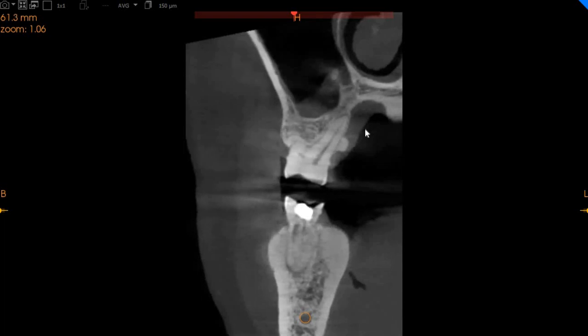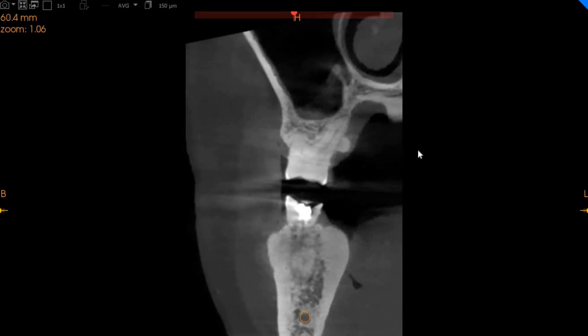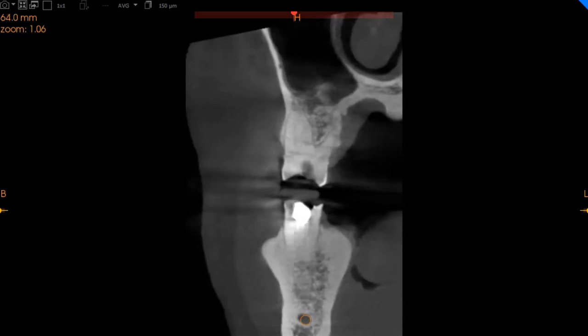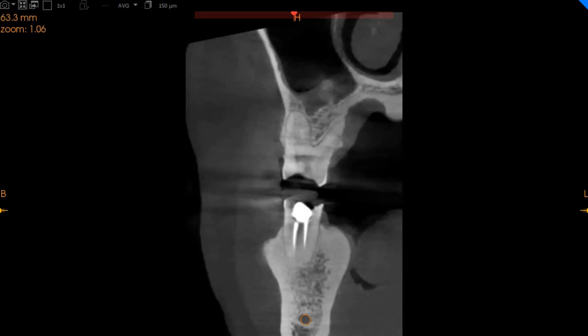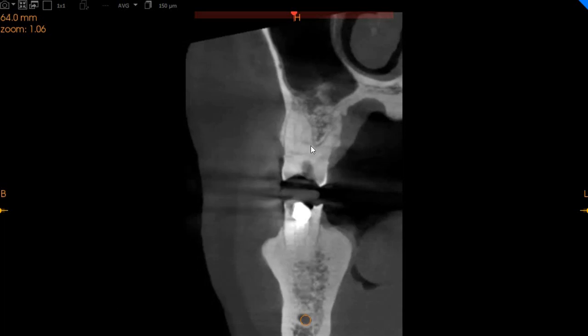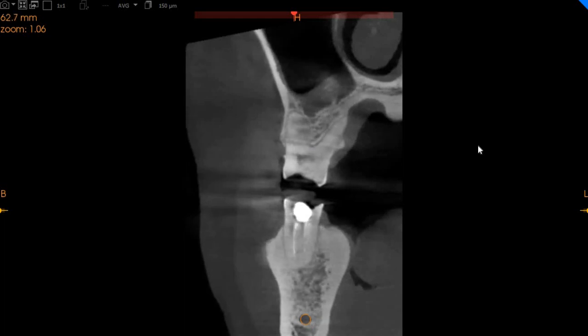This is the upper right 6. We've got maxillary tori, by the way, on the palate that you can see right here. This is the upper right 6. We have a carious lesion just next to the pulp point. So this tooth is endodontically involved.